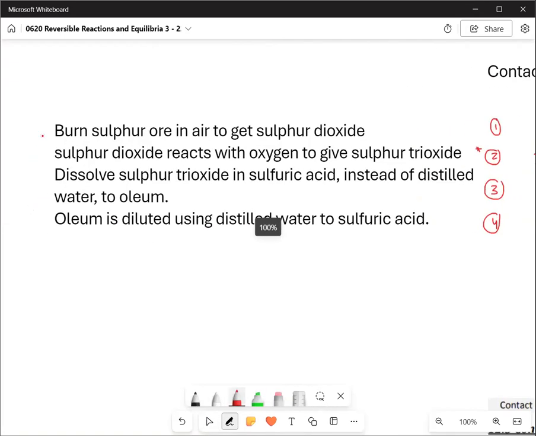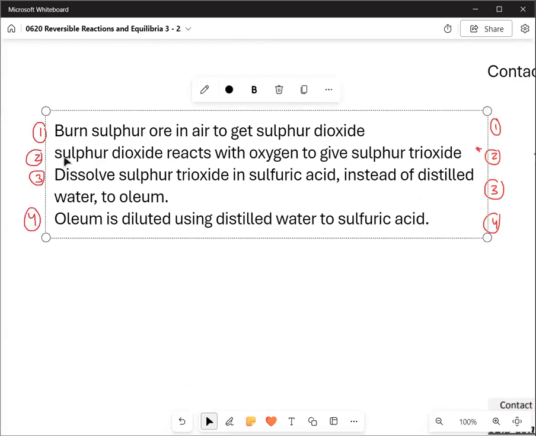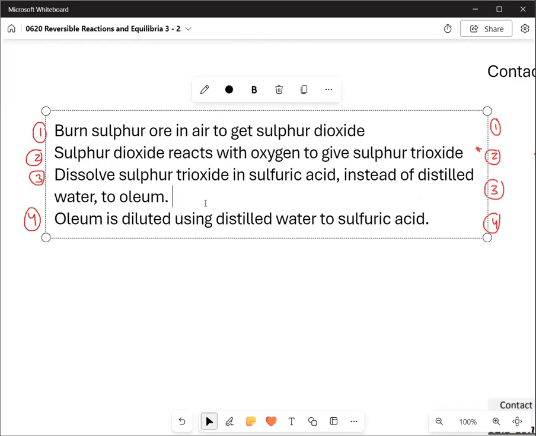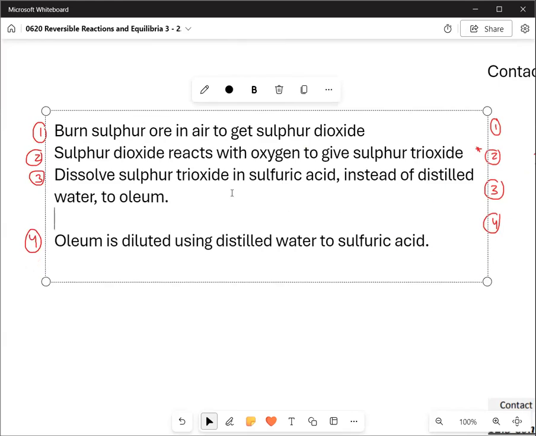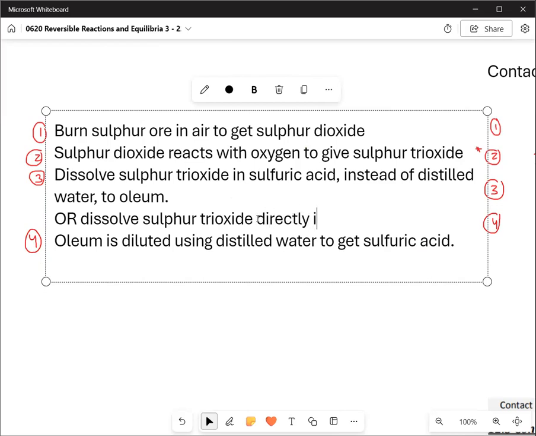Okay, so Javaria, read these steps from 1, 2, 3, and 4. What's happening? Burn sulfur ore in air to get sulfur dioxide. Sulfur dioxide reacts with oxygen to give sulfur trioxide. Dissolve sulfur trioxide in sulfuric acid instead of distilled water to get oleum. Oleum is diluted using distilled water to get sulfuric acid, right? To get sulfuric acid.